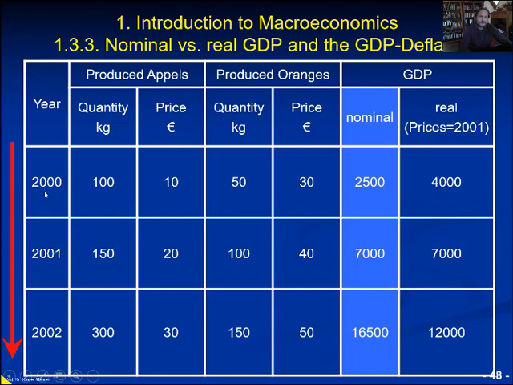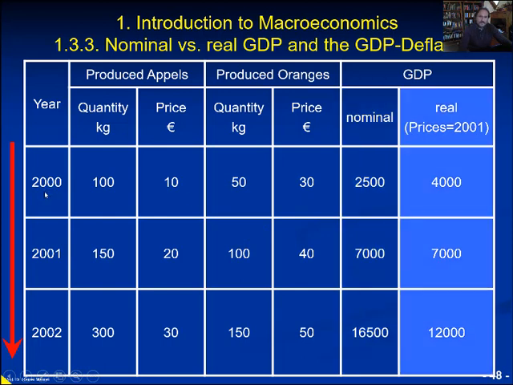Let's start with the year 2000. Here we take the production quantity 100 kilogram, multiply this production quantity with the price of apples in the base year 2001, 20 euro. So the result is then a value added in the apples industry of 2000 euro.